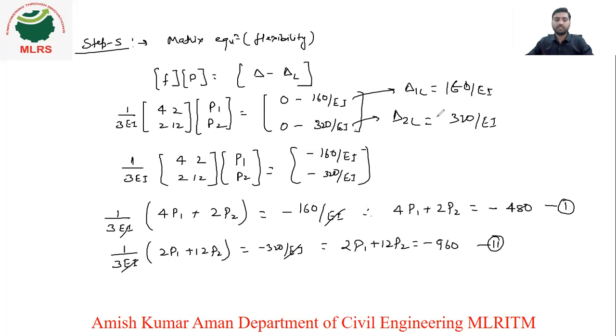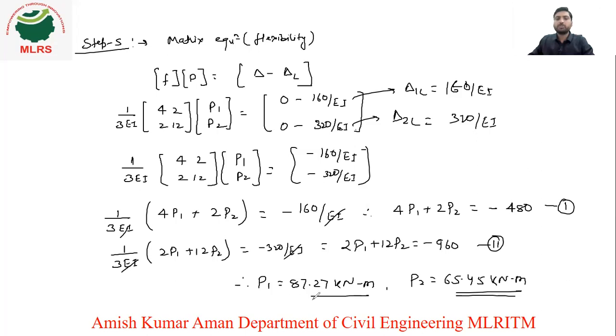You can go to step number 2 and see it there, right? So now we have these equations. By solving these equations, you will get the P1 value as 87.27 kilonewton meter and the P2 value as 65.45 kilonewton meter. So we got our unknowns P1 and P2. This was our flexibility matrix method.